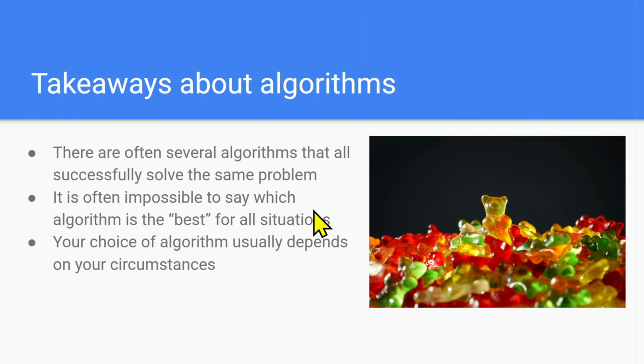There are often several algorithms that can solve the same problem. The way you change lanes while driving may not be the same as somebody who's a little more road ragey, somebody who doesn't check their blind spot, but they can still change lanes. Or somebody who makes chocolate chip cookies one way versus grandma's secret recipe that's been passed down from generation to generation. So it's impossible to say which algorithm is the best. Your algorithm usually depends on your circumstances.